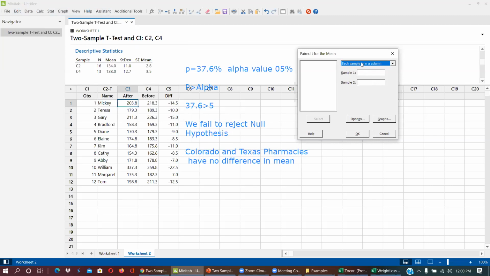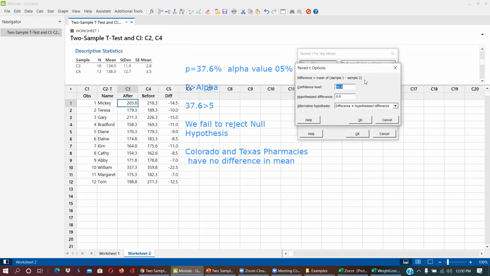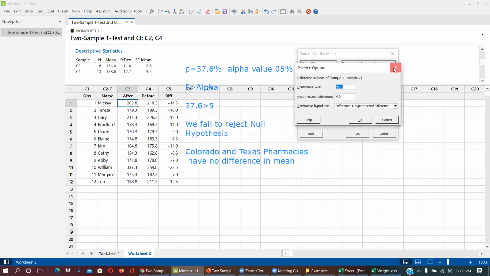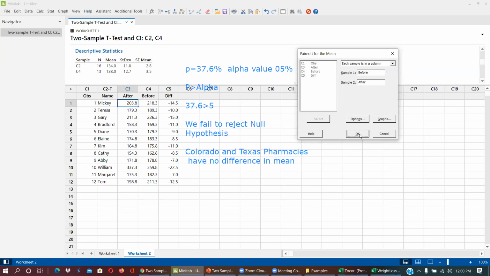Here you can take two columns. Sample 1 is before, sample 2 is after. Again, you can put the options here, or here we have the difference. You can use summarized data, or each sample in a column. In options, the difference is not equal. And now I'm going to do the calculation.